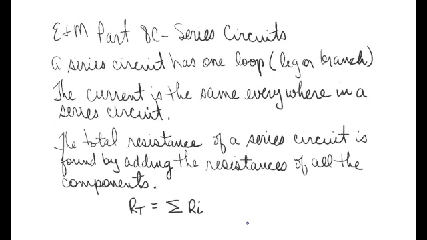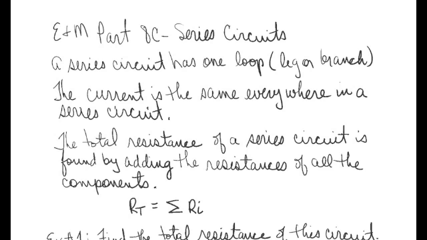Now we talk about the total resistance of a series circuit, and we say the total resistance of a series circuit is found by adding the resistances of all the components. In mathematical format, total resistance is equal to the sum of the individual resistances. Now, a quick example.